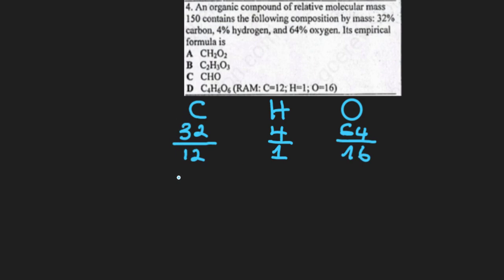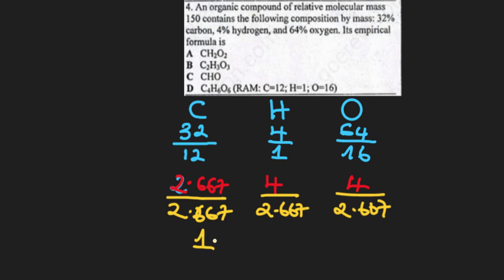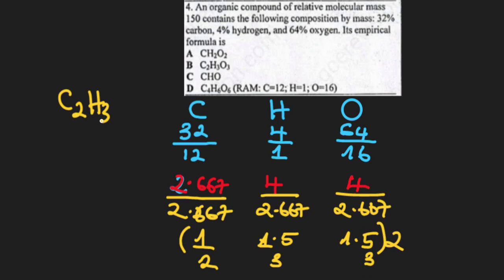So we have this result, and we're going to divide by the smallest ratio, and the smallest ratio here is 2.667. So we divide all through by 2.667, and our result is going to be 1, 1.5, 1.5, and since it is 1.5, we can neither round up nor down, but we multiply all through by a factor of 2, so that we have 2, 3, 3, and therefore our empirical formula will be C2H3O3. This will be our empirical formula, and our answer becomes B.